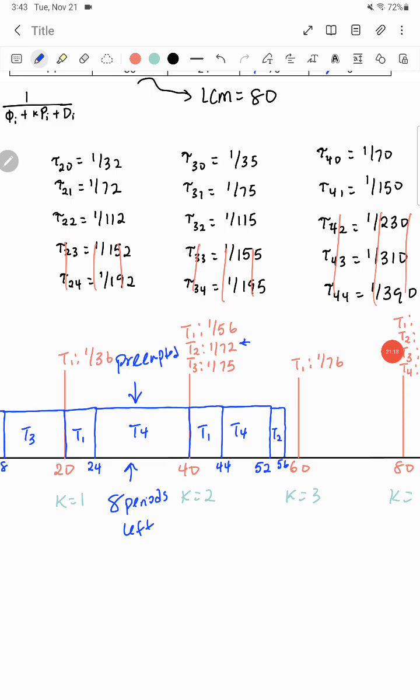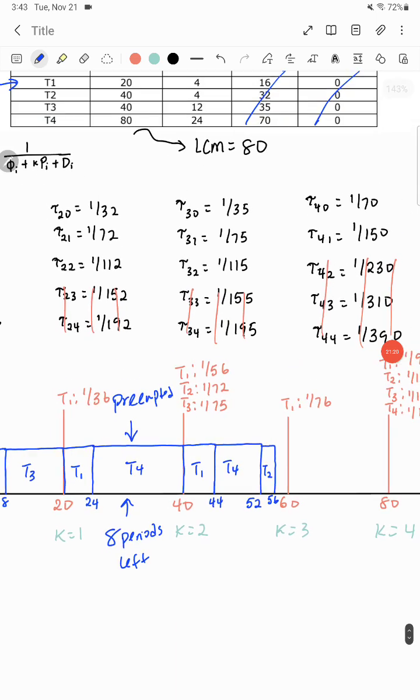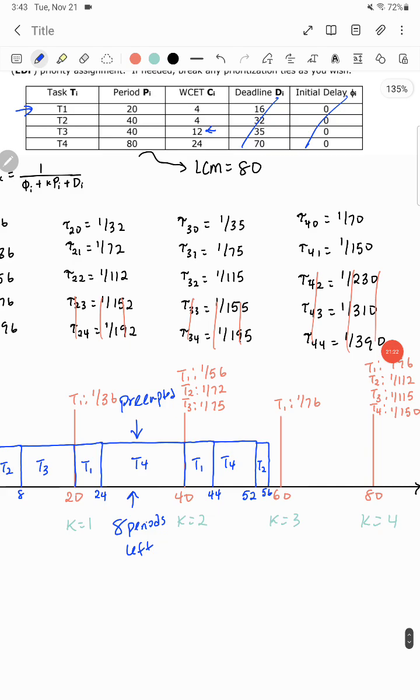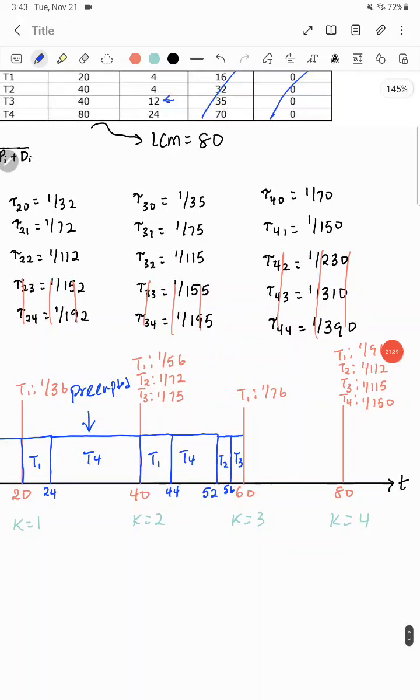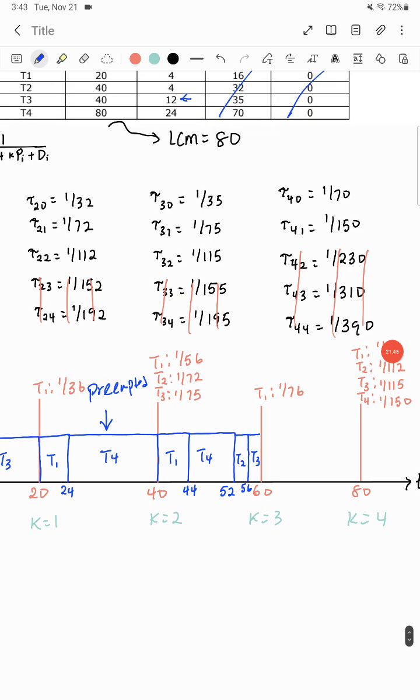And the last one to be executed here is T3. But remember, T3 needs 12 periods for it to be fully executed. And we just have 4 left. So we just start T3 right now. Does this make sense? I hope the explanation makes sense. Okay, so now we are done with T3. Sorry, we are not done with T3 because T3 needs 12 periods for it to be fully executed.